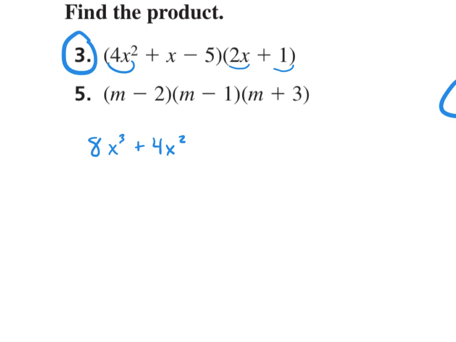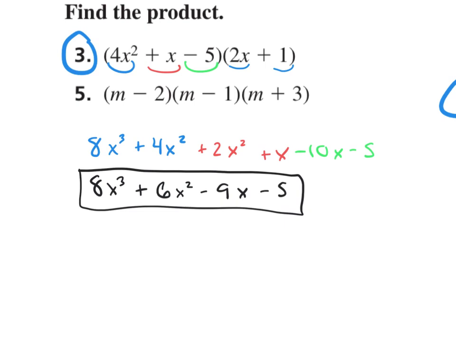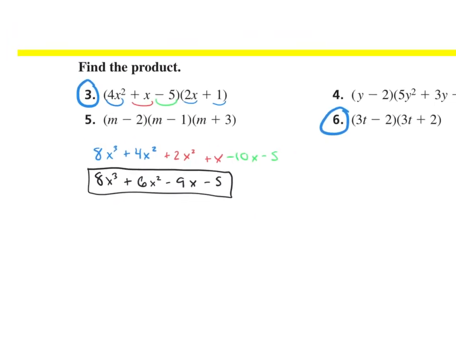We move on to the x now. So x times 2x would be plus 2x squared. X times 1 would be plus x. Lastly, we have this negative 5. Negative 5 times 2x is negative 10x. Negative 5 times 1 is negative 5. Now we combine our like terms. 8x cubed plus 6x squared minus 9x minus 5. So this one was number 3.